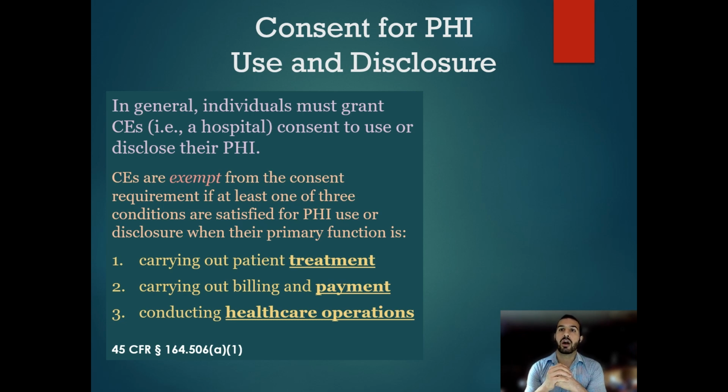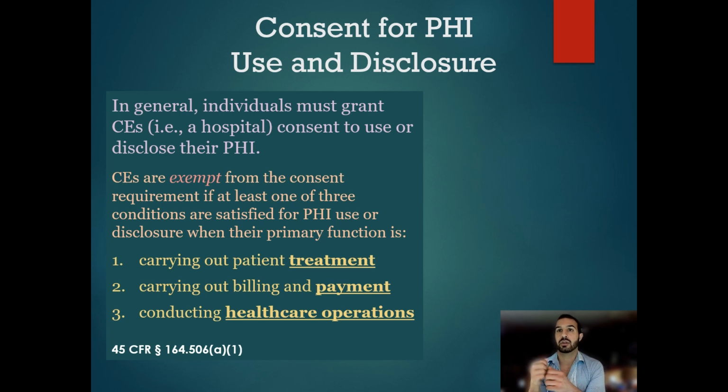And then here, the important part is once CEs gather protected health information on a patient, they are exempt from the consent requirement to use and disclose that PHI if it is used to carry out at least one of three different purposes. So say a hospital does not need a patient's consent to use or disclose its PHI on that patient if the primary purpose is to carry out a patient's treatment.